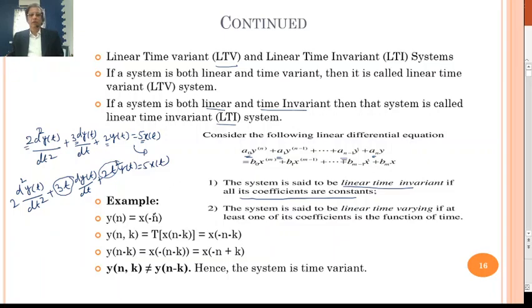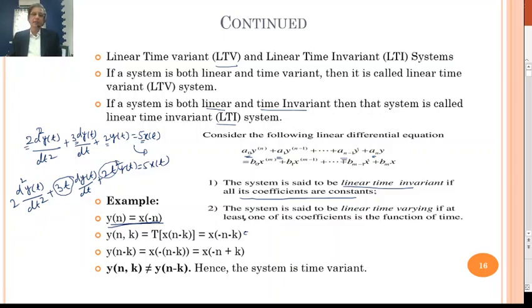Now here we have taken one example to check whether the given system is time invariant or time variant. y(n) = x(-n). This is the system represented by this equation. First, delay the input sequence by k and recompute the new response, which becomes x(-n-k). Here we are replacing n by n minus k.